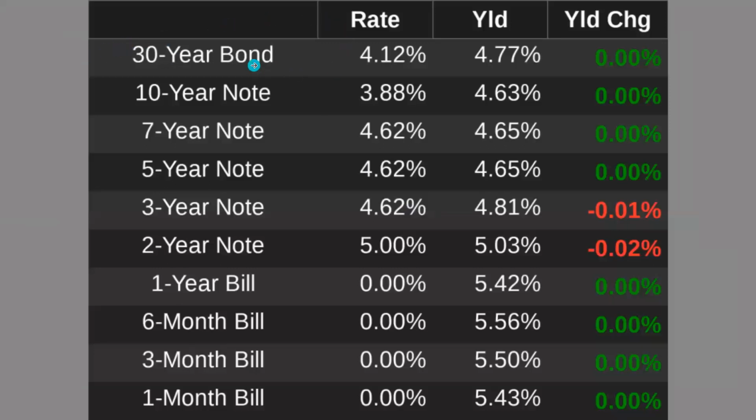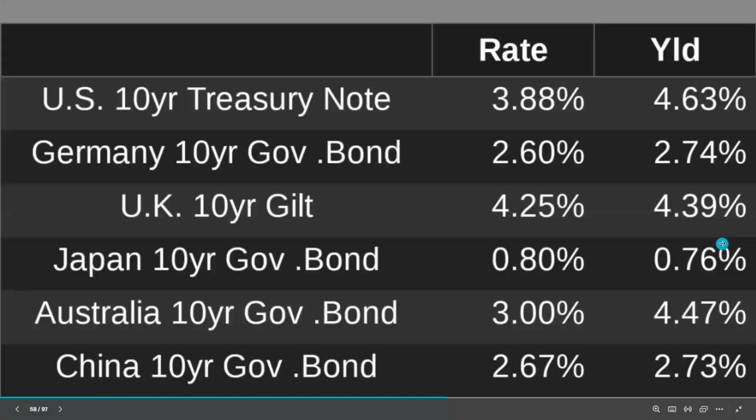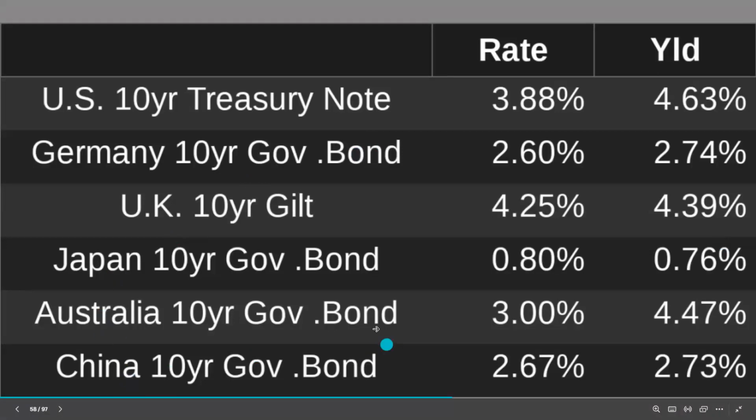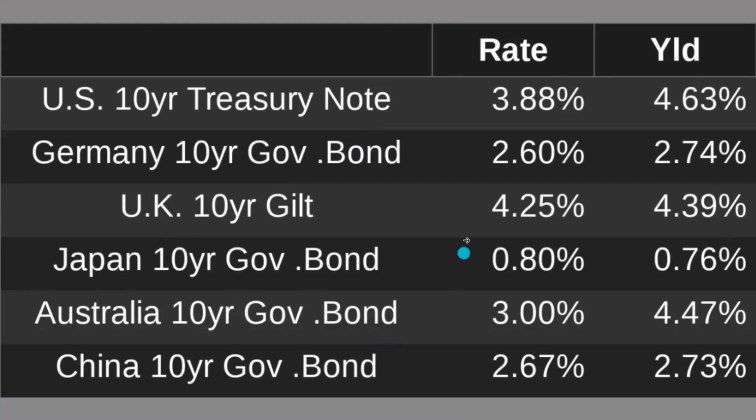Now, when you look at U.S. Treasuries, the 30-year bond yield was at 4.77%, the 10-year note 4.63, right? You can look at the 1 year, 6 month, 3 month, 1 month, and global bonds. We have the US 10-year, the German 10-year, UK, Japan, Australia, China. Japan is pretty important right now. Japan is doing a lot of stuff with their bond market and their treasuries that they haven't done for a very long time, and that's been affecting the US market.